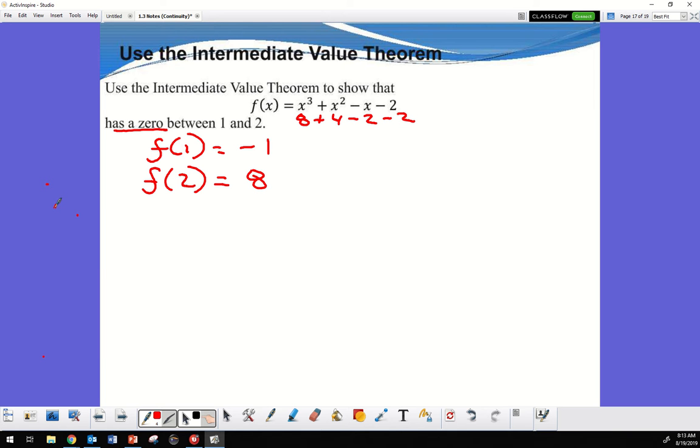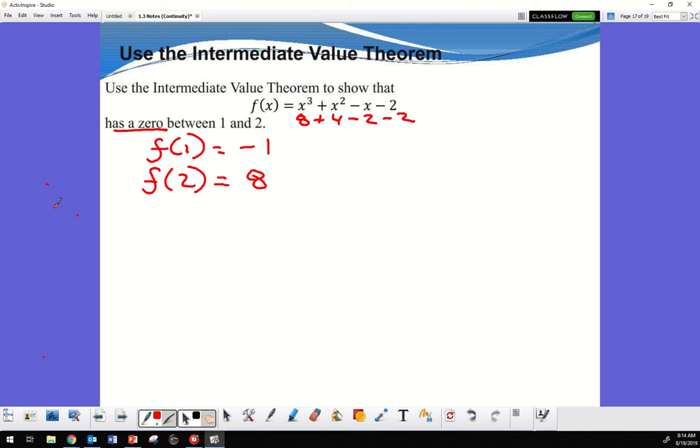Yes, the road here is 0. So if it starts at negative 1 but ends at 8, somewhere it crossed 0, didn't it? So the answer is yes. Intermediate value theorem shows that it has a 0 between there and there. So using the intermediate value theorem, there must be a 0 between 1 and 2.